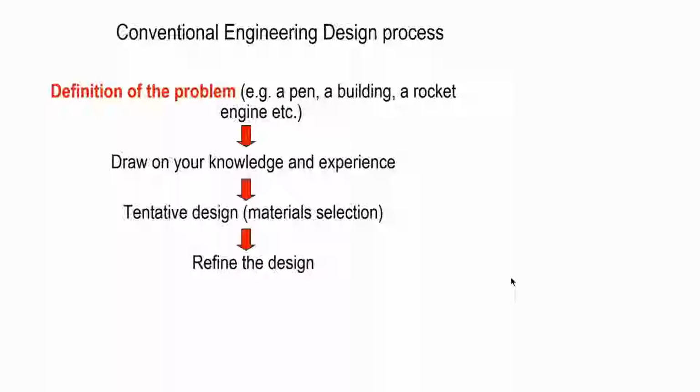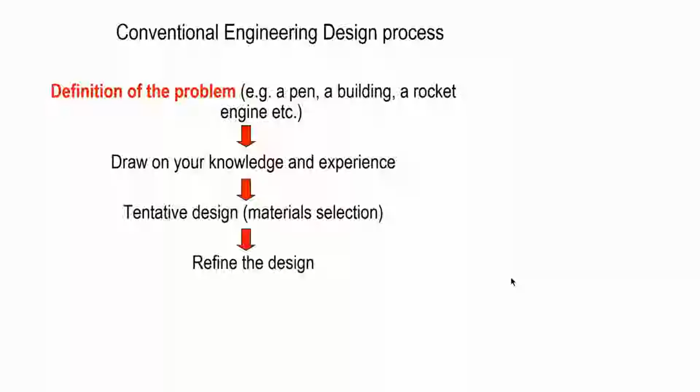So now, as an example, I am taking a conventional engineering design process, in which we look at a problem. An engineer is given a problem of designing, let us say, a pen or a building or a rocket or engine, or a mobile phone, or a television or a radio or whatever. When you are designing that product, you do certain steps which are iterative in nature, drawing upon your 4 years of engineering education and then on that knowledge and experience to come up with a tentative design.